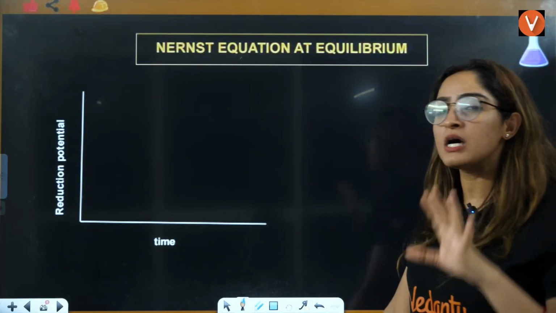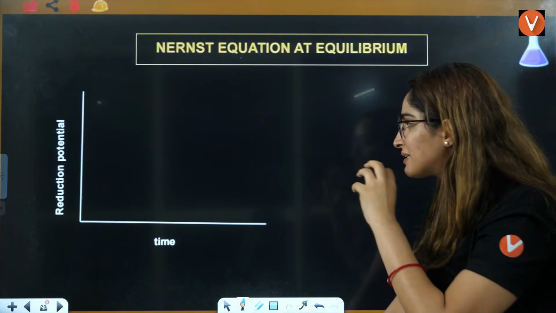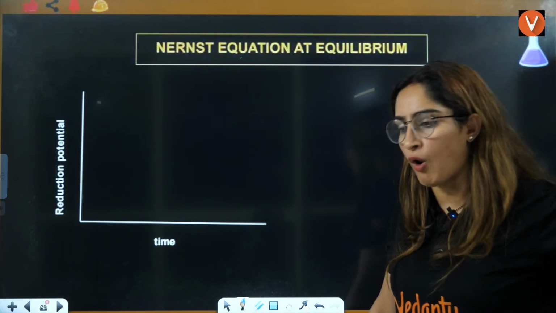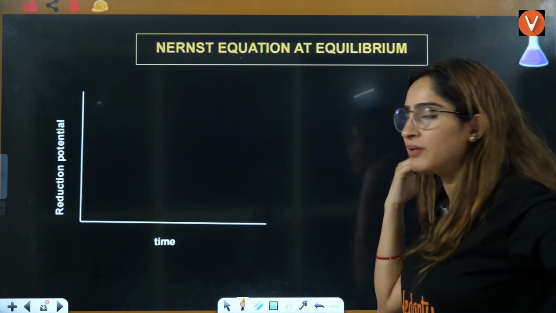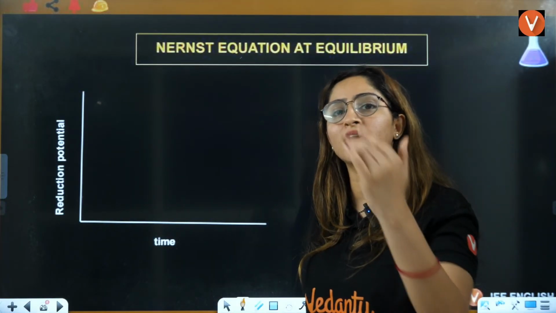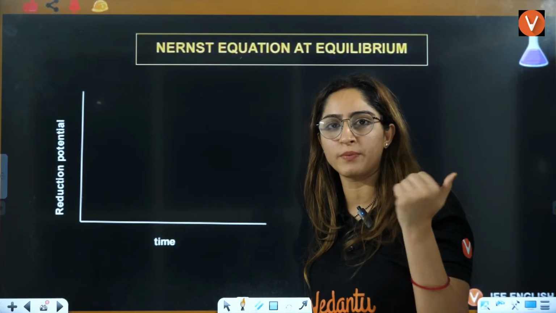Okay, so reduction potential and time, basically we are going to talk about. See, if you talk about as time increases, we know that the reaction is proceeding more and more.